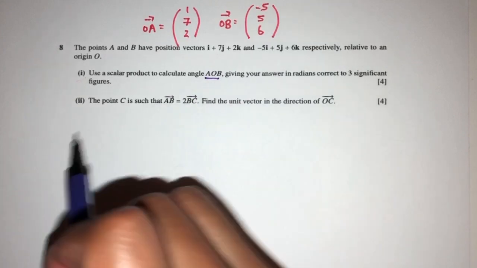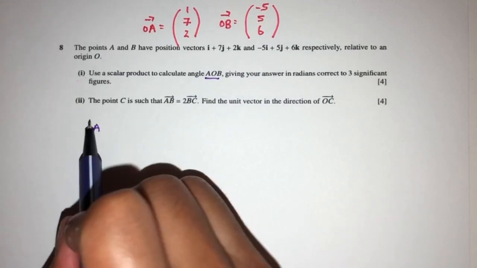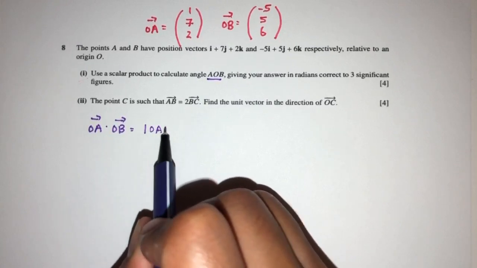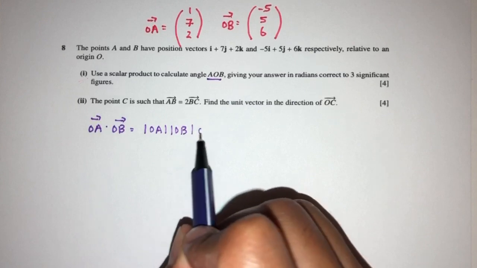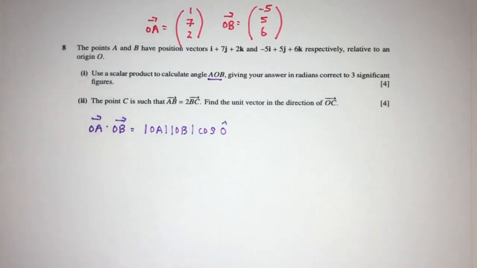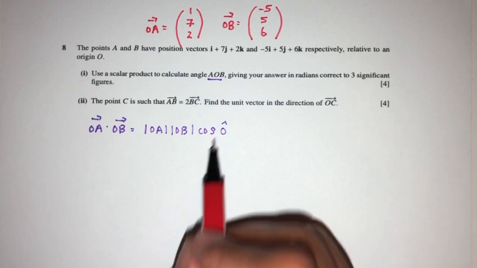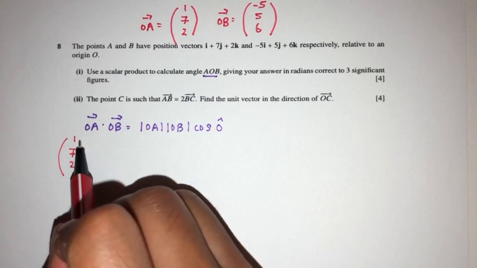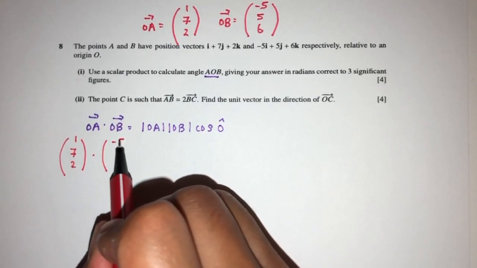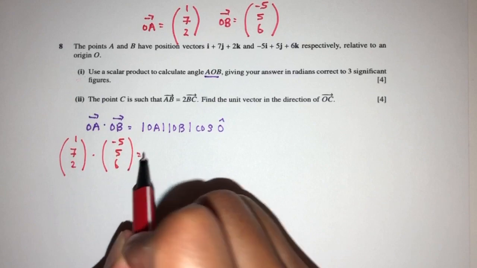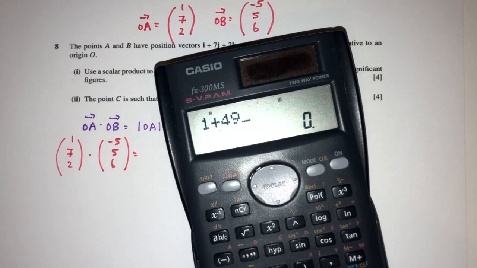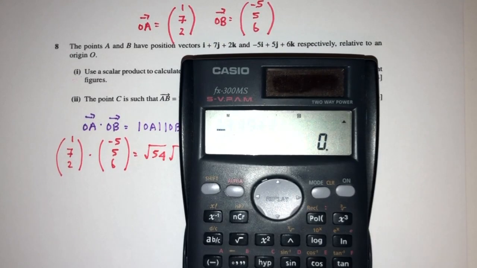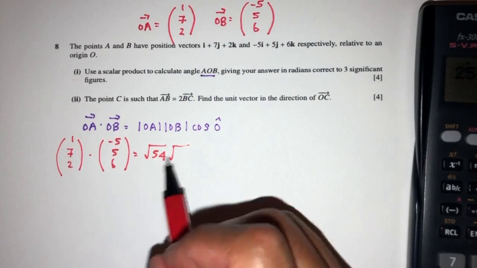So pretty easy. So that will be OA dot OB, which is the magnitude of OA times the magnitude of OB times cos of the angle in between, which is angle O. So we have to use this formula to find the value of the angle. Now this is simple. OA is given to you (1, 7, 2). OB is (-5, 5, 6). And this one will be 1 plus 49 plus 4, that should be root of 54. That will be 25 plus 25 plus 36. That will be 86.